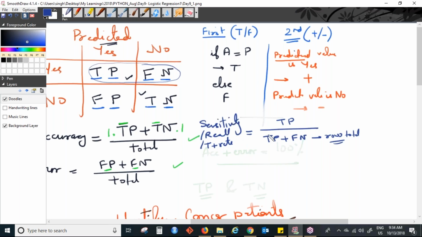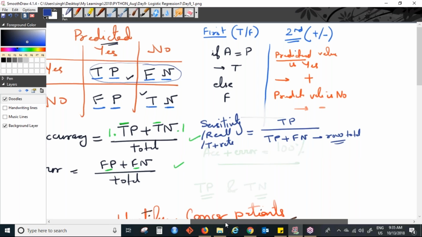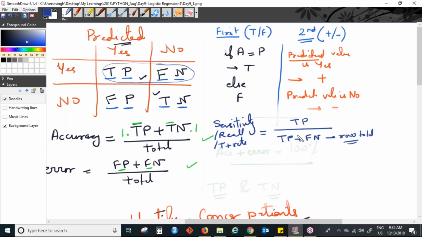What does this measure? What is the denominator here? Can somebody tell me what the denominator is? What is the first row? Can you give one name to the first row? Yes, all the actual, exactly. All actual. And what is the numerator? Can you tell me the numerator? What does true positive mean?